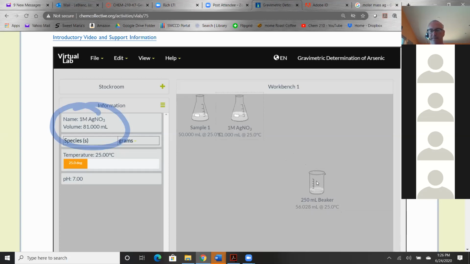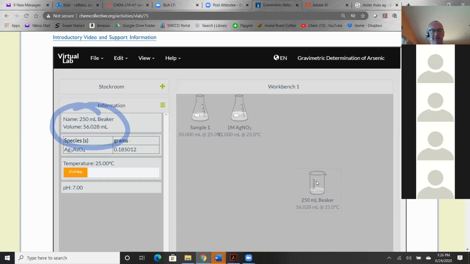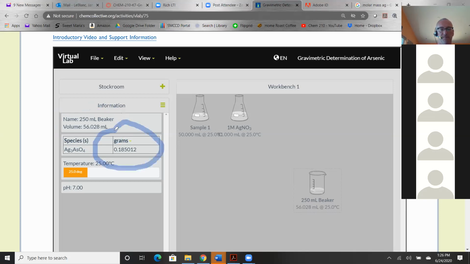So then we click on the beaker, and we can see that we now have a higher amount of solid precipitate now. So we just keep adding and adding more and more volume until that number no longer increases. And then we've precipitated all of the arsenate from our sample number 1.